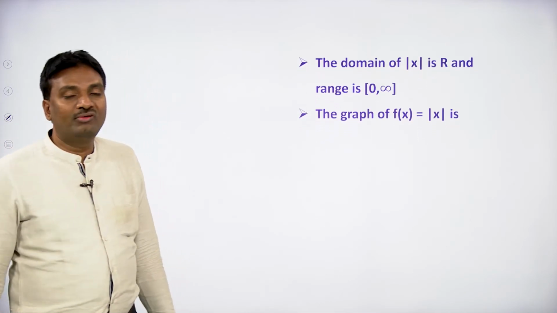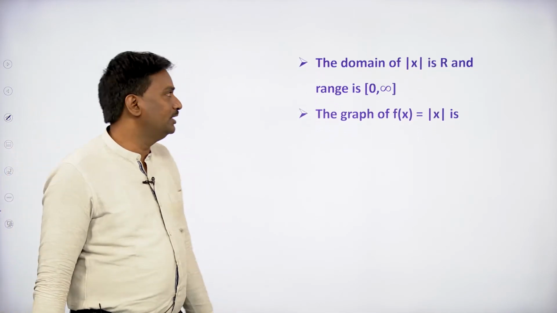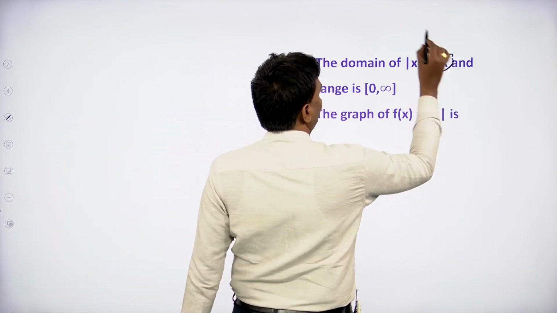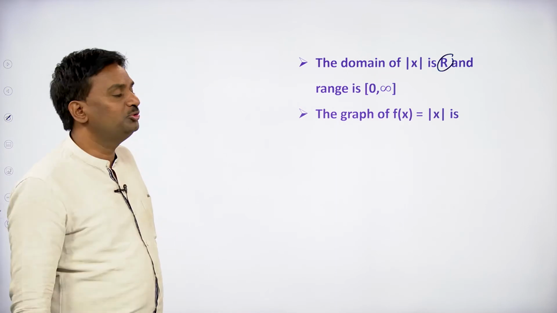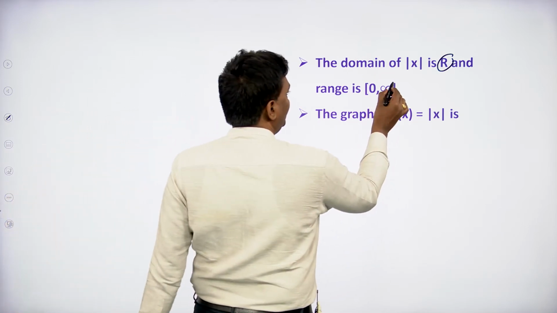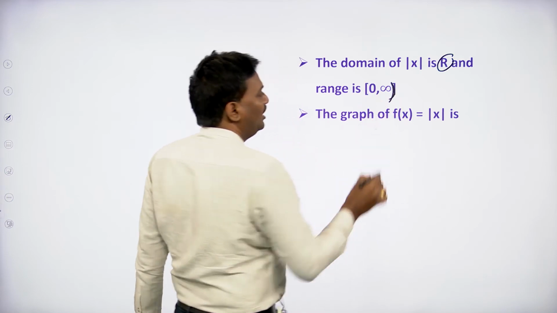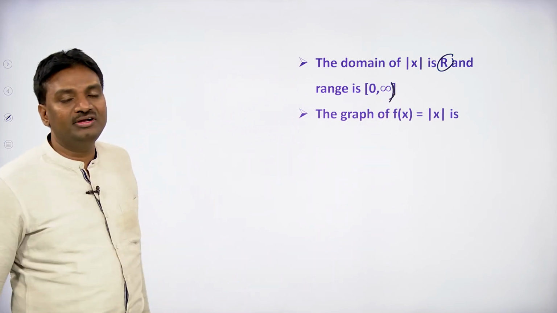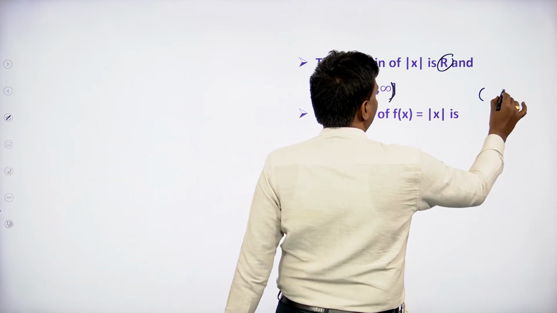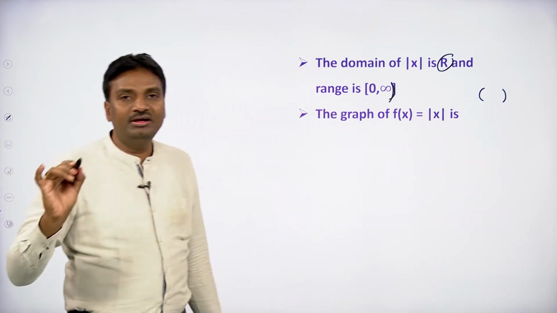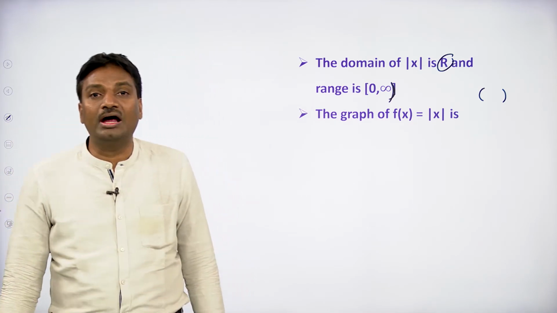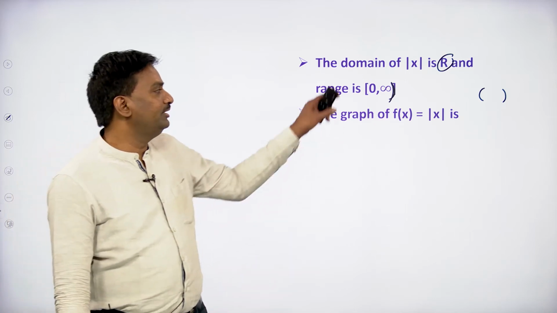Now, to find the domain and range of a modulus function, the domain of modulus x is capital R, meaning in place of x you may take any real number, and the range is [0, infinity). For infinity we have to take the open bracket like this. For infinity and minus infinity we always have to take the open bracket, because infinity or minus infinity are unknown values, undefined values. So that's why we take it like this.